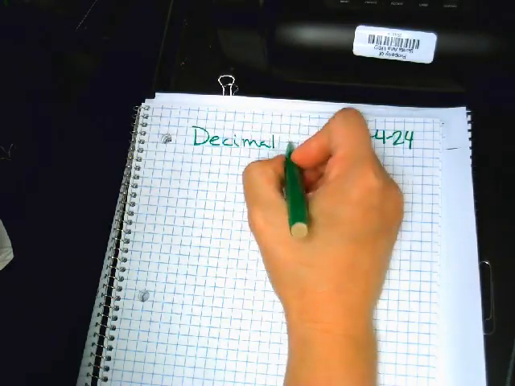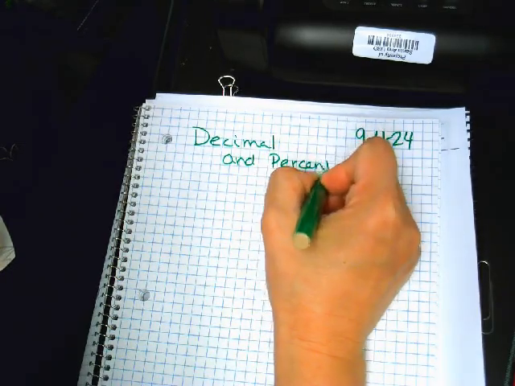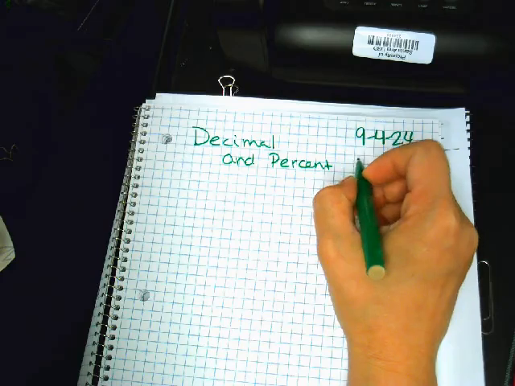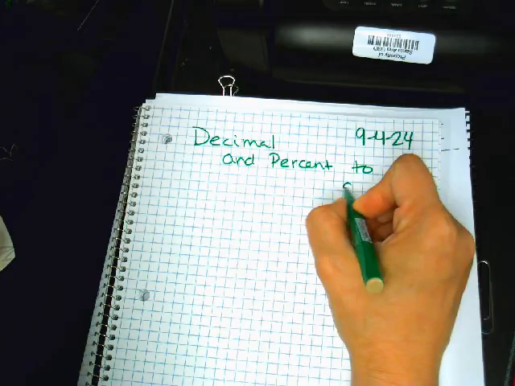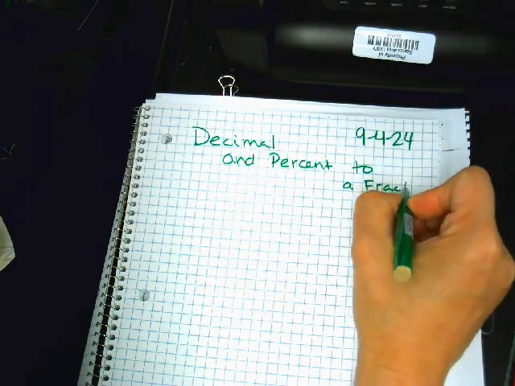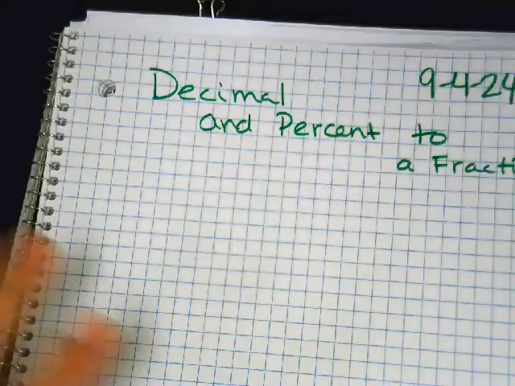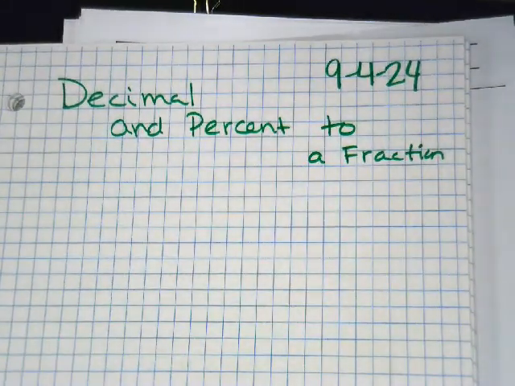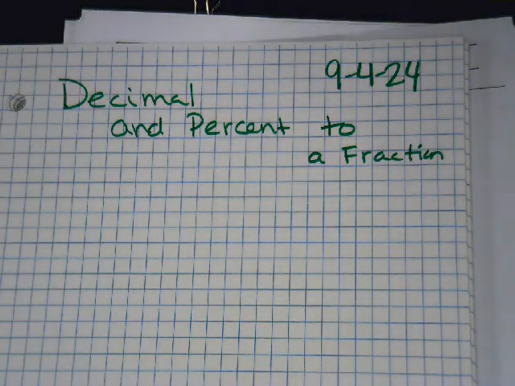Decimal and percent to a fraction. Decimal and a percent to a fraction. So yesterday we took a fraction and turned it into a decimal and then a percent. A fraction to a decimal and percent. Today we're going backwards. Our end result will be a fraction.